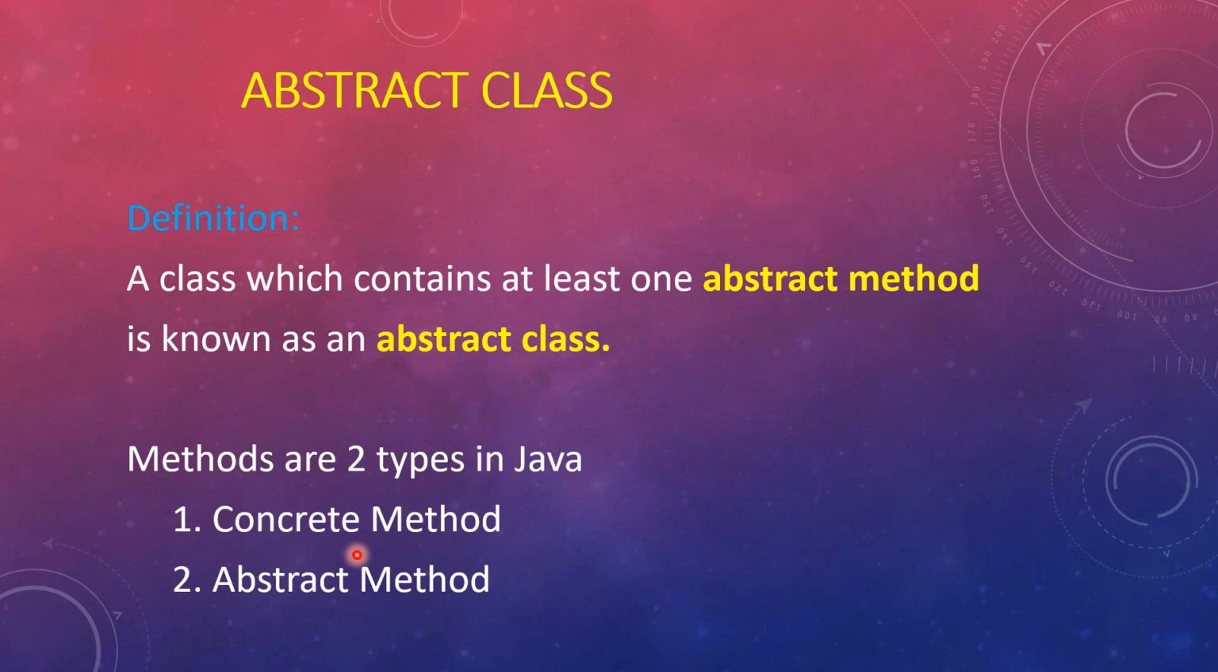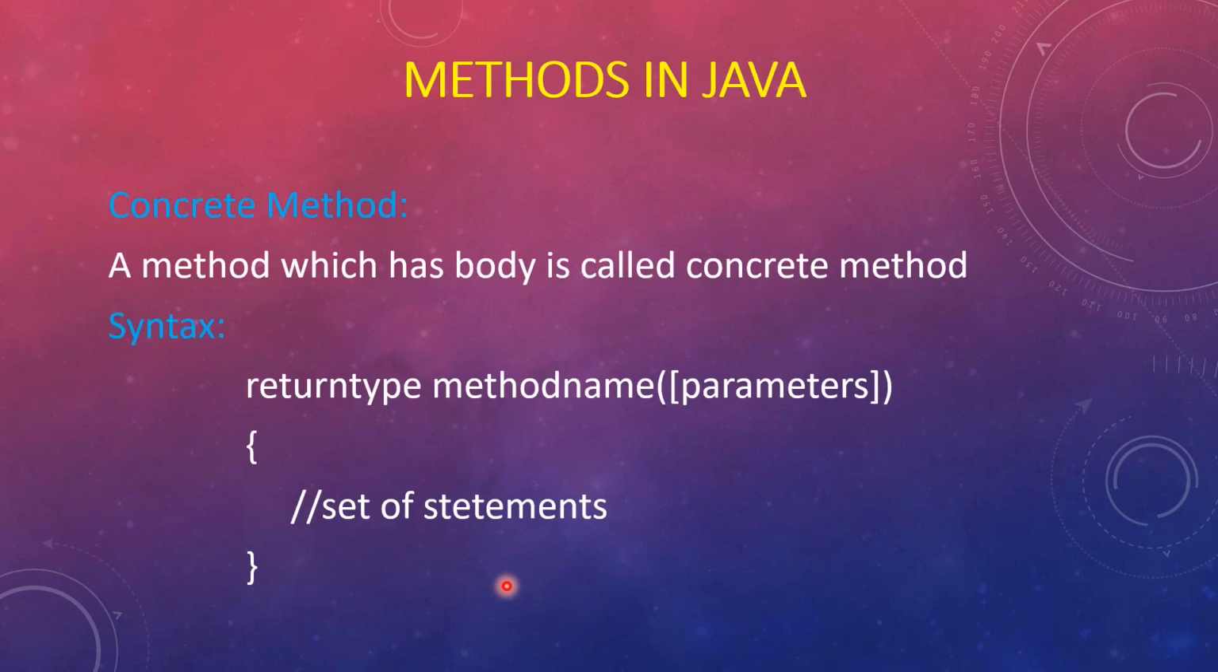Once again, I'm reminding you that I'm not speaking about instance methods and static methods. That is one kind of segregation. This is another kind of segregation: concrete method and abstract method. What do they mean? That we have to know first. Concrete method means the method which has the definition or body. A method which has a body or definition is known as a concrete method. Whatever methods you have written till now, static methods or instance methods, we can call them concrete methods. If a method has the definition or body, then we call that a concrete method.